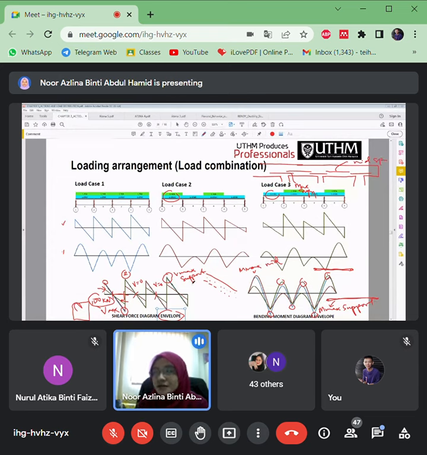Okay, so that means this kind of envelope you need to do some exercise, especially for your projects. So that means for each of continuous beams, you need to come up with these 3 cases. Each of the beams, okay, each continuous beam, you have to come up with all these load cases in order to plot this kind of envelopes.